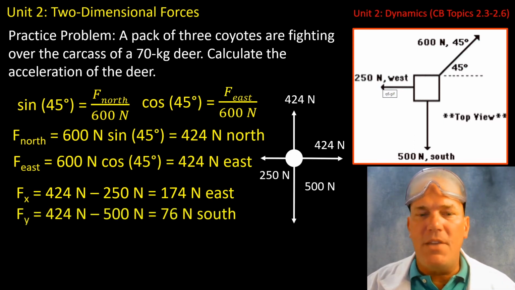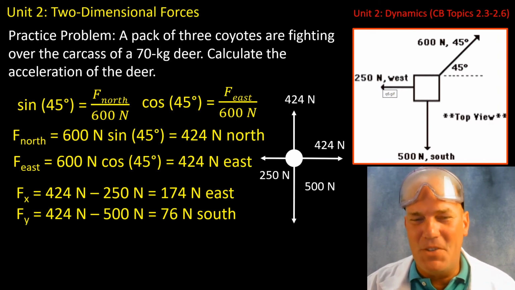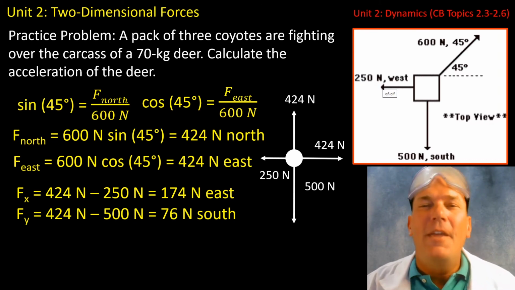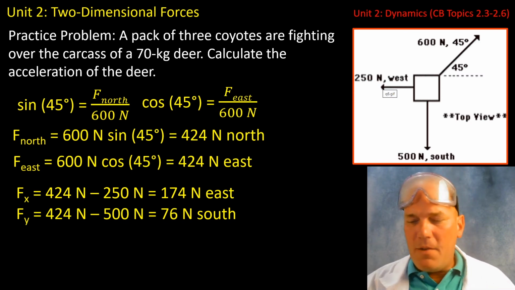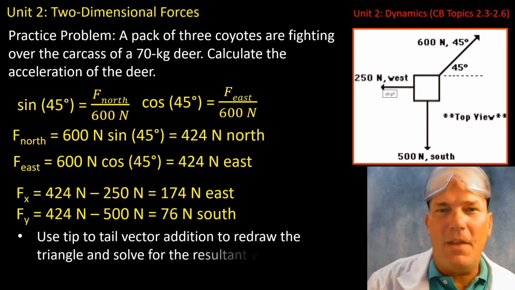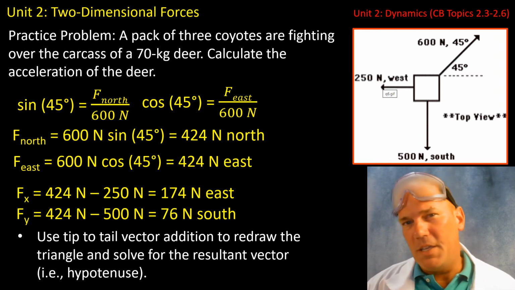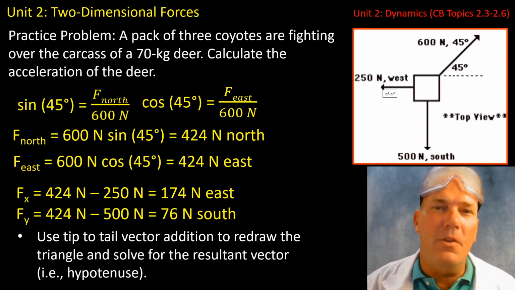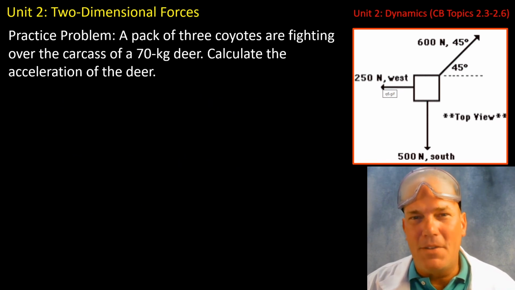For this summation, we get 76 newtons to the south. Now we have to put these together. In order to do that, we're going to use tip-to-tail vector addition and solve this orthogonally using the Pythagorean theorem to find the resultant vector, which is the hypotenuse.